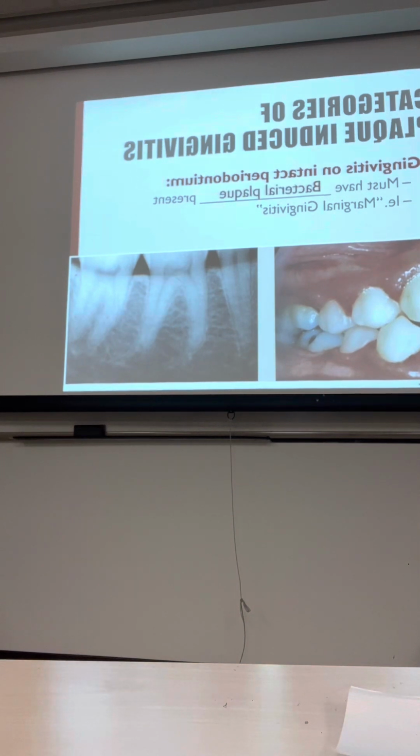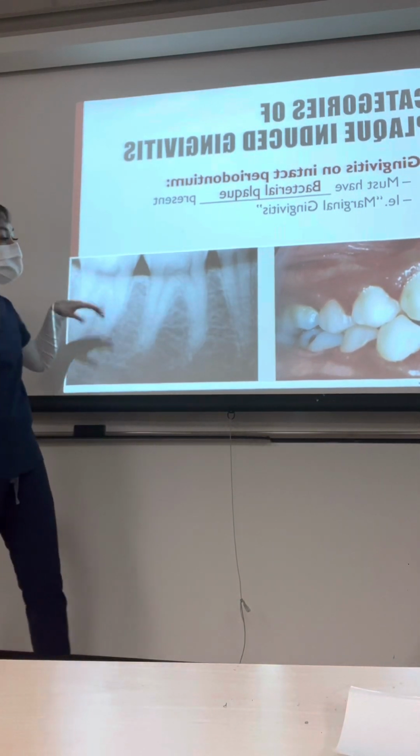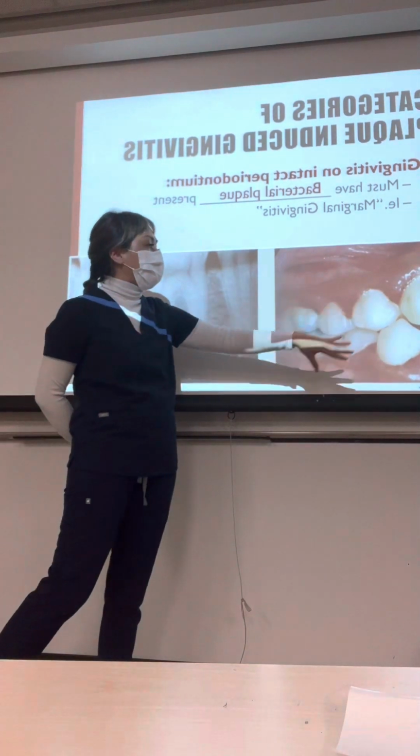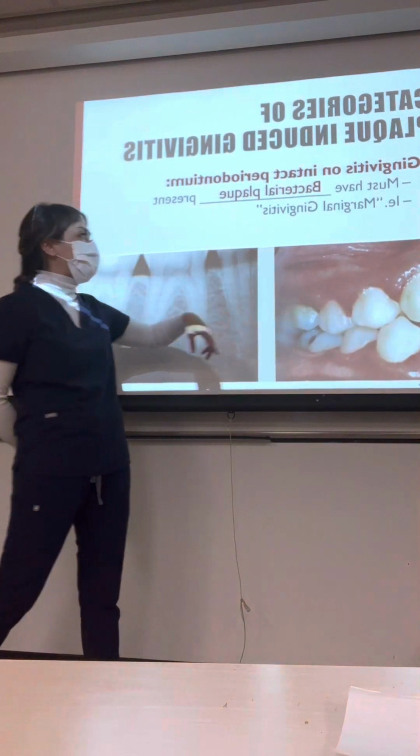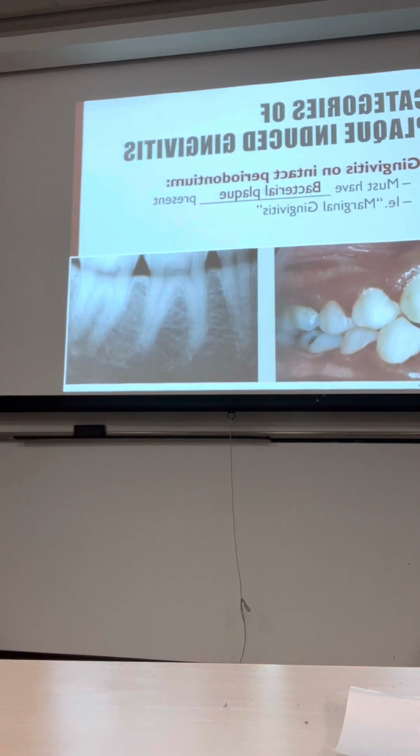All right, so gingivitis on intact periodontium, okay? Like we said, the radiographs will look fine, okay? But we actually need to look at the clinical picture, our gingival description, to confirm that it's actually gingivitis. In order for it to be diagnosed as PI gingivitis, meaning plaque-induced, plaque needs to be present, right? It's in the name, okay?